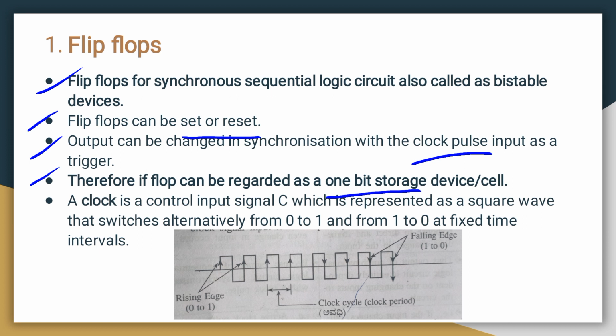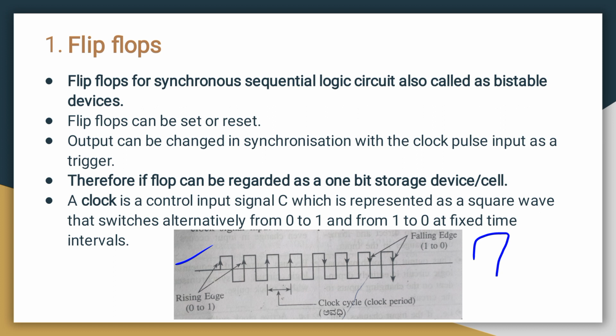When it comes to the clock, what is the clock? The clock is a pulse, as you can see here. It goes to the rising edge, comes back to the falling edge, then rising edge, falling edge, like this.